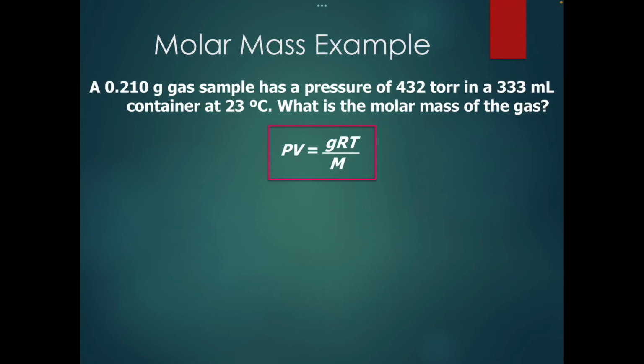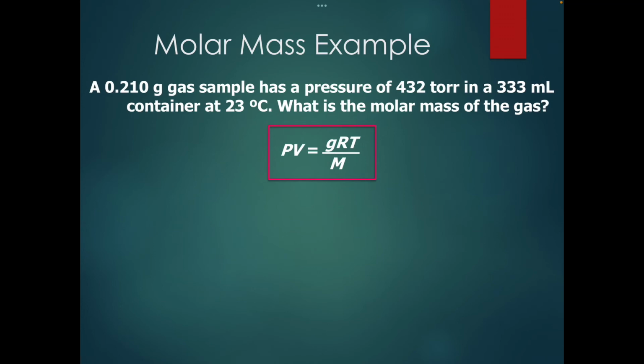So let's go ahead and try an example problem. This says a 0.210 gram gas sample has a pressure of 432 torr in a 333 milliliter container at 23 degrees Celsius. What is the molar mass of the gas? So again, I think this is pretty cool. We know the pressure, we know the volume, and we know the temperature, and we also know the mass of this thing. So we can use those pieces of information to figure out the molar mass, and we could then use that molar mass to identify our gas, which is cool.